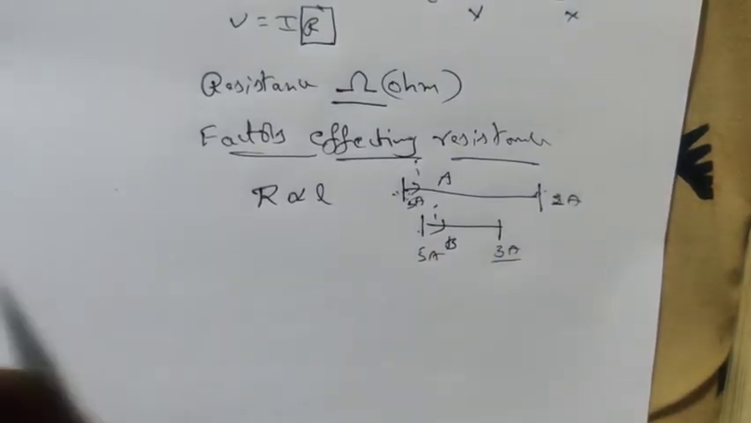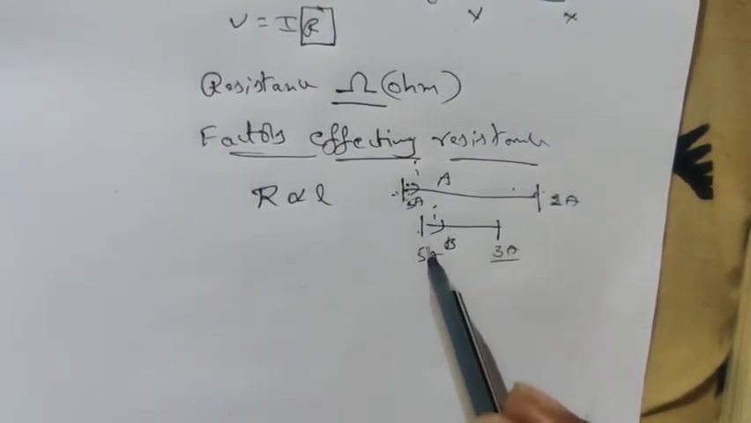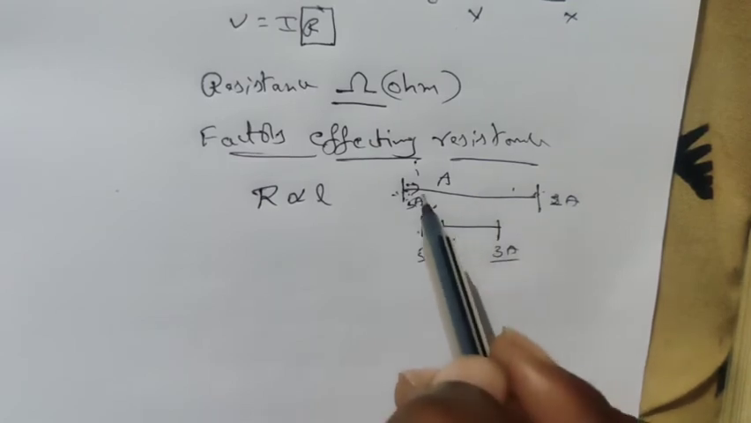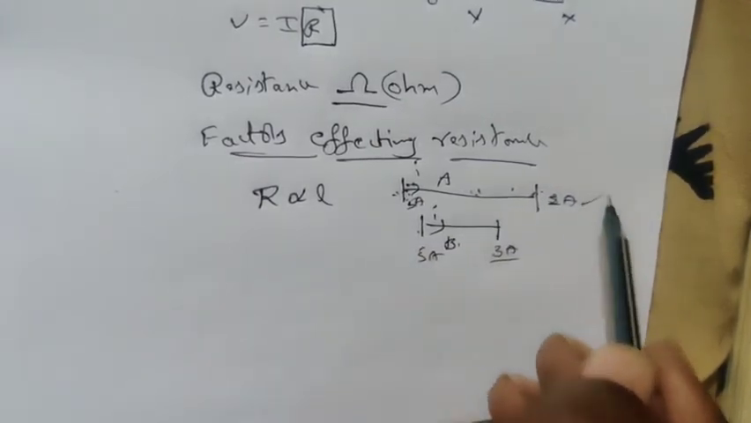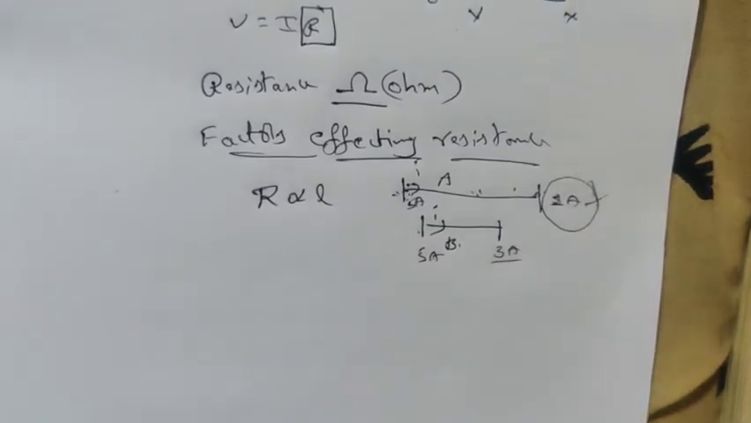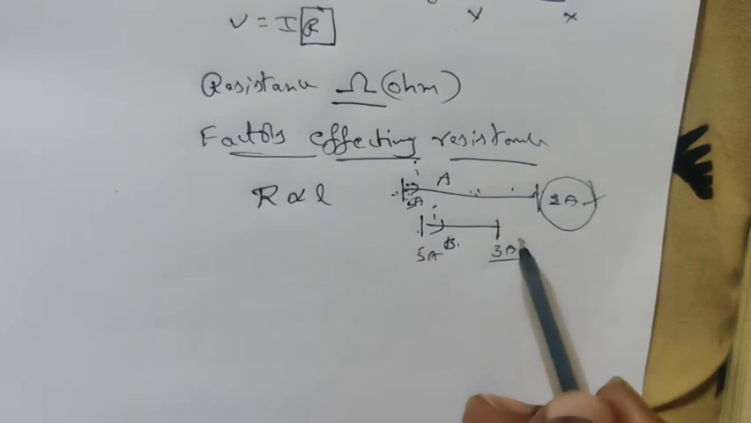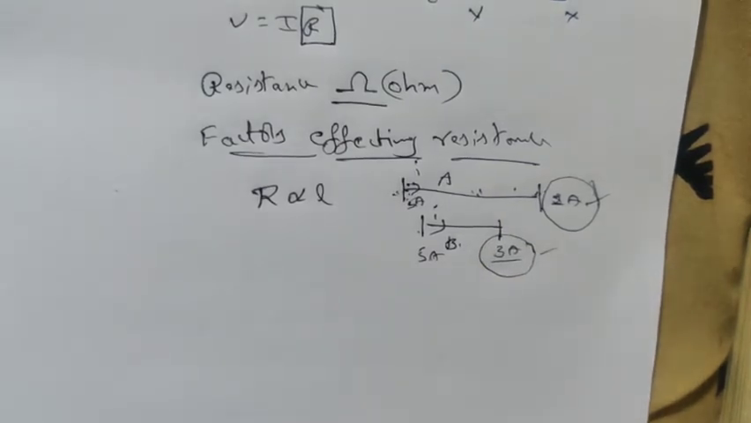What does that mean? Here the length is more. The current is the same for both cases you are passing. But in the same conductor, when the length increases, resistance also increases. Resistance increases means current flow decreases. Here length decreases, resistance decreases, so current flow increases. This shows that R is directly proportional to L.